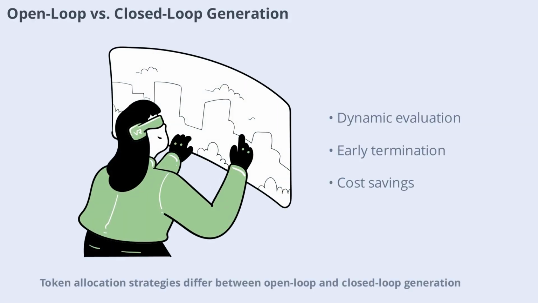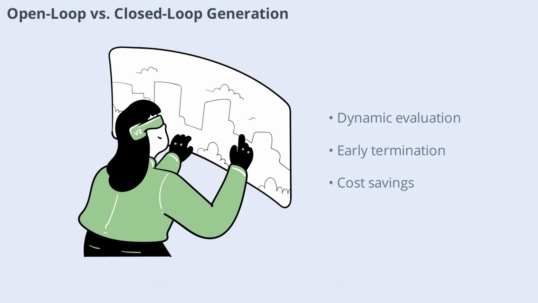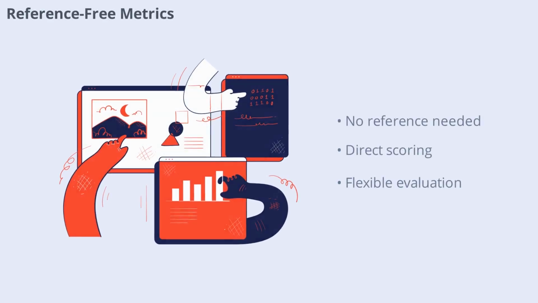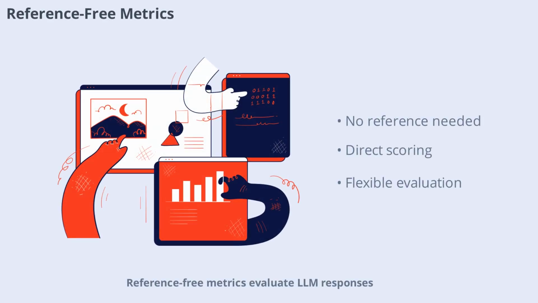Token allocation strategies differ between open-loop and closed-loop generation. In open-loop, the model generates a response without monitoring until it's done. In closed-loop, tokens are evaluated dynamically, allowing early termination if the output goes off topic or triggers safety blocks. For example, a code generation engine can stop output if it detects an endless loop, saving token costs and preventing runaway responses.